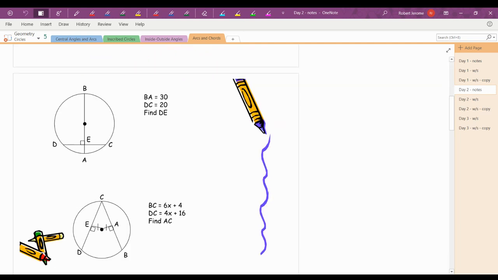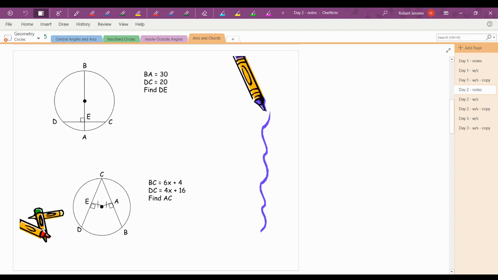So let's see what's going on. We're going to do a little bit of just mixture, and then we'll turn our focus. So let's look at our first one here. We are given, let's see, what are we told here? BA is 30. So BA, the entire diameter, is 30.